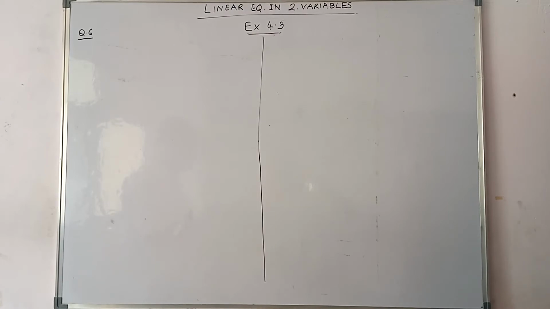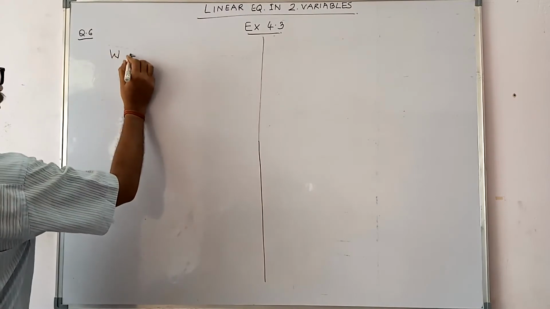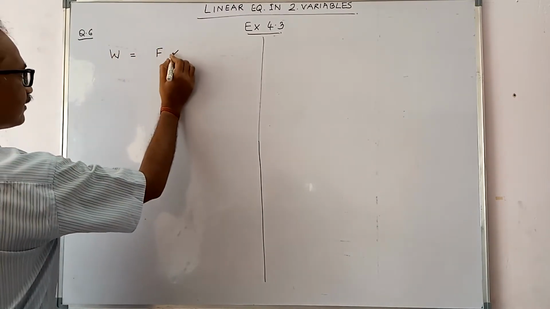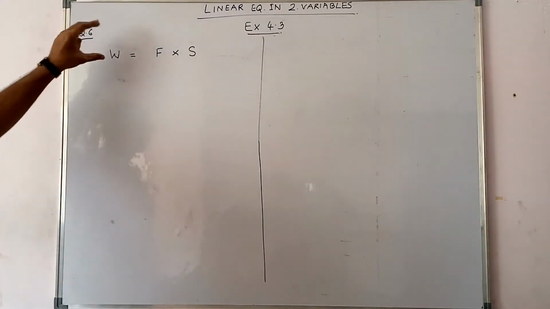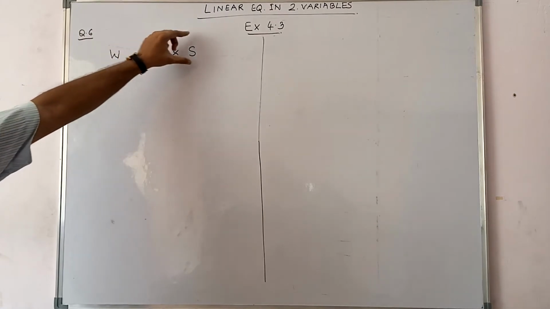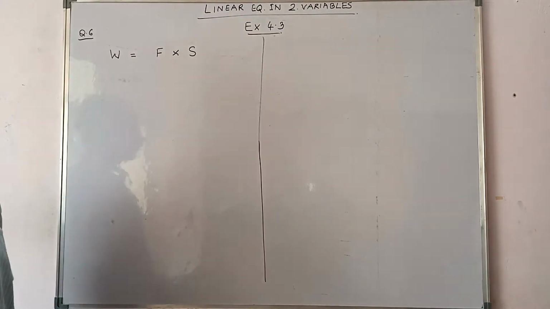Here the question says, if the work done by a body on application of a constant force is directly proportional to the product of the distance travelled by the body and force. So the work done by a body is equal to force into displacement. Work done by a body depends on force and the displacement. S stands for displacement, F for force, W for work.